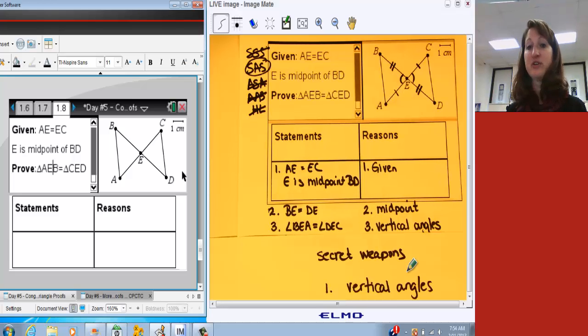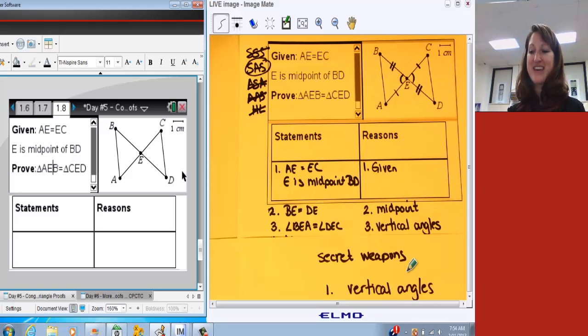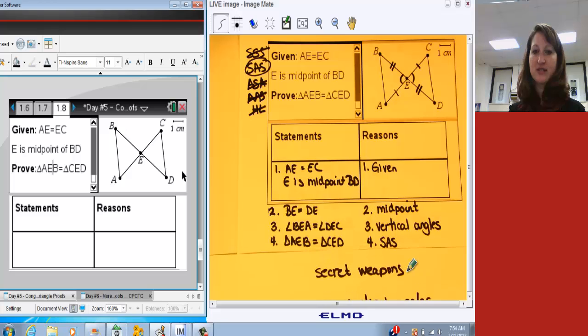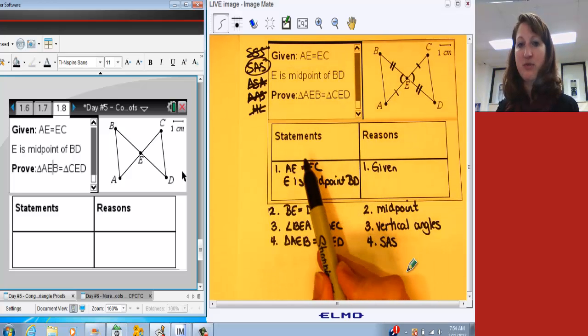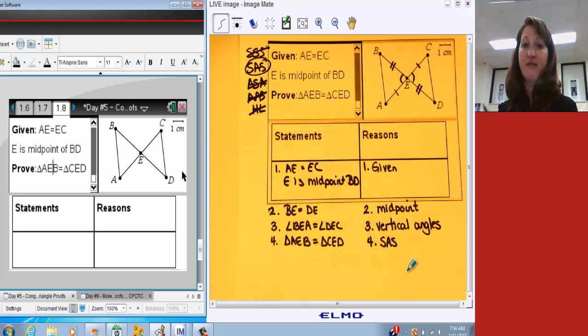So I had vertical angles, BEA and DEC, so that would be my third piece of information. Now at this point I think I have everything in my proof, so I can say that the triangles are congruent, but I want to make sure. I want to check. So what I'm going to do is skim through my proof and make sure that I have three things: a pair of sides, a pair of angles, and another pair of sides.